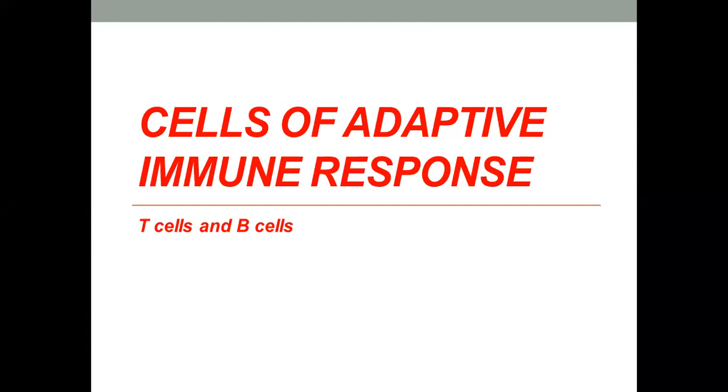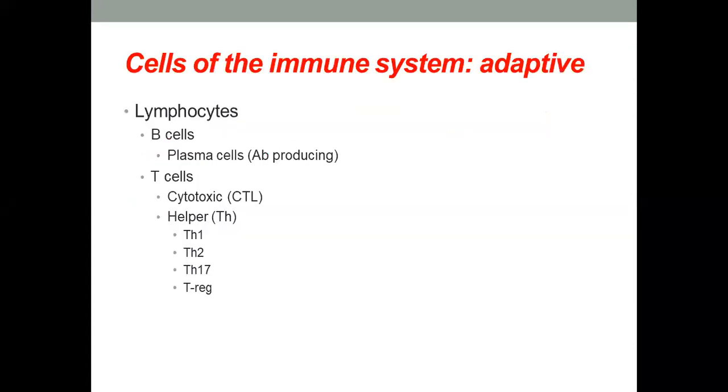Today we are discussing adaptive immunity. First, we will discuss the cells of the adaptive immune response. These are the T cells and the B cells. These are the cells of the adaptive immune system. You should know what adaptive immunity is. Adaptive immunity is basically immunity that is adapted from the environment; it is not a naturally occurring immunity.